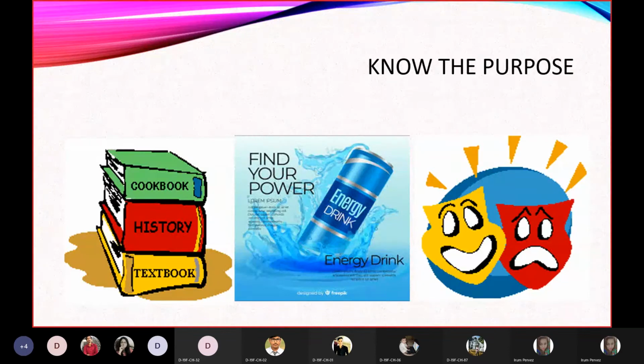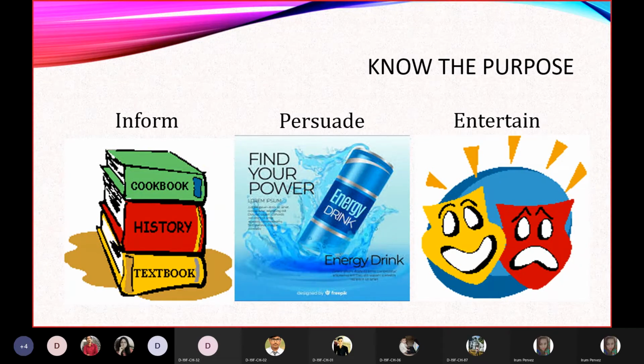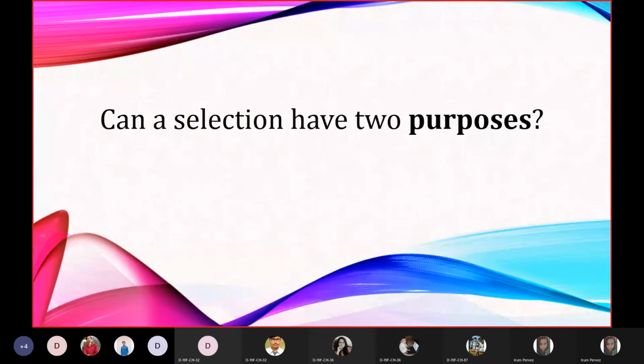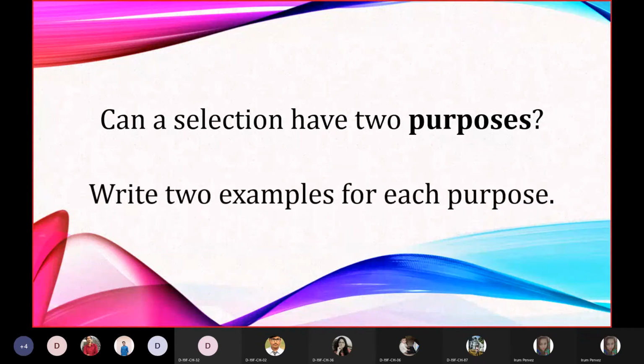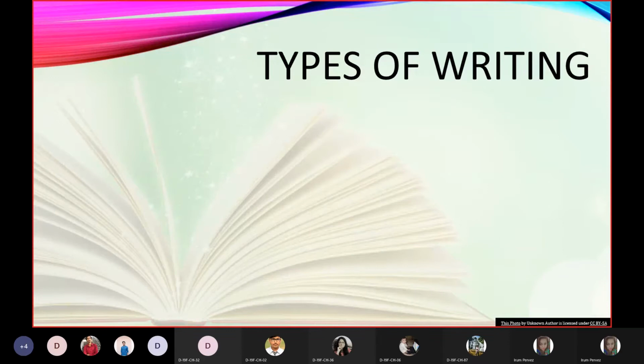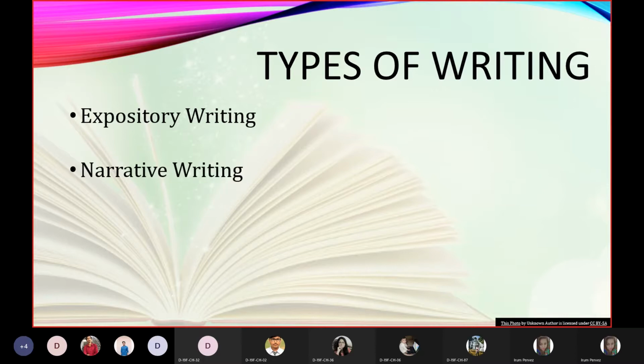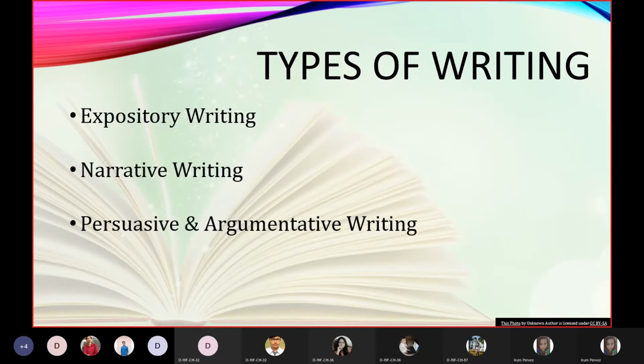Then we had an activity where we saw that books can have the purpose of information, advertisements have the purpose of persuasion, and jokes have the purpose of entertainment. Then we discussed whether a selection can have two purposes, and we concluded that it can have even more. So we wrote two examples for each. Then we discussed types of writing. We learned that there are four types of writing. Number one is expository. Number two is narrative writing. Number three is persuasive and argumentative writing. And number four is expressive and reflective writing.